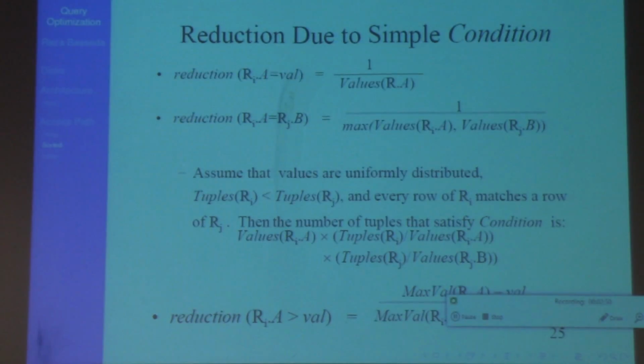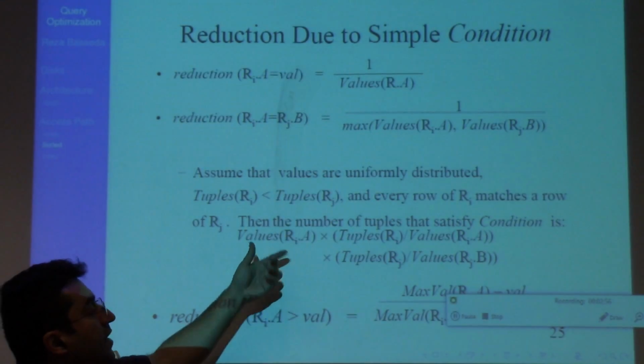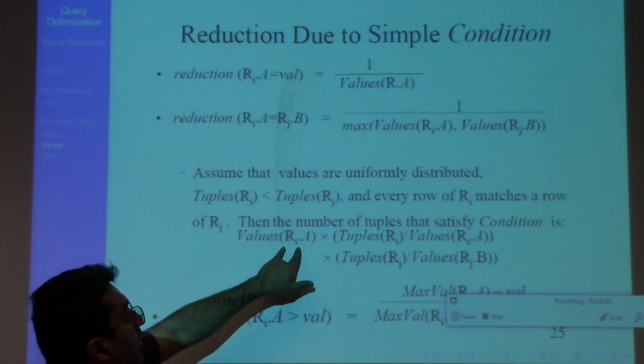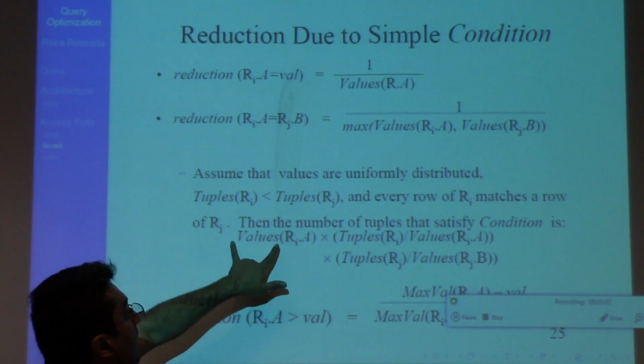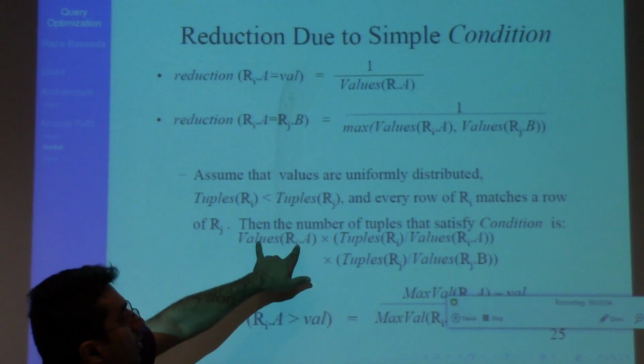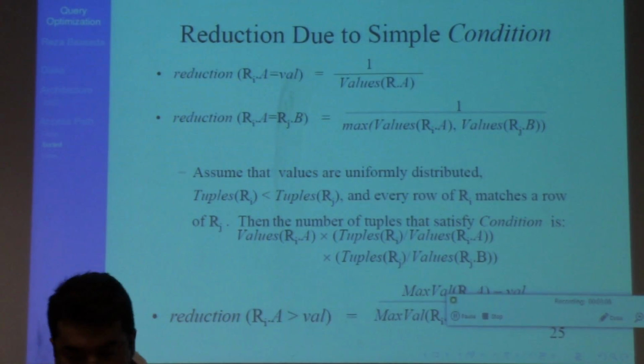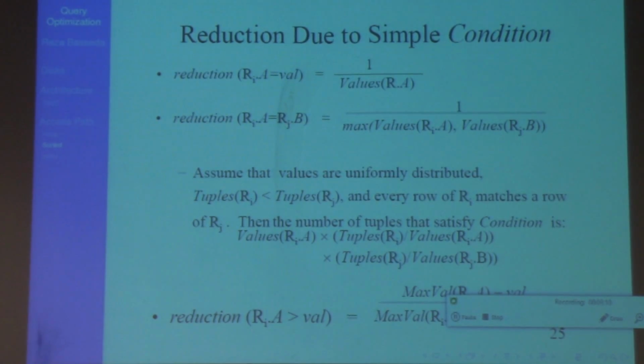So then the number of the tuples that satisfy the condition is what? How many distinct values we have from the relationship Ri for attribute A? Values Ri.A. Okay. So, and how many tuples will be in the output?